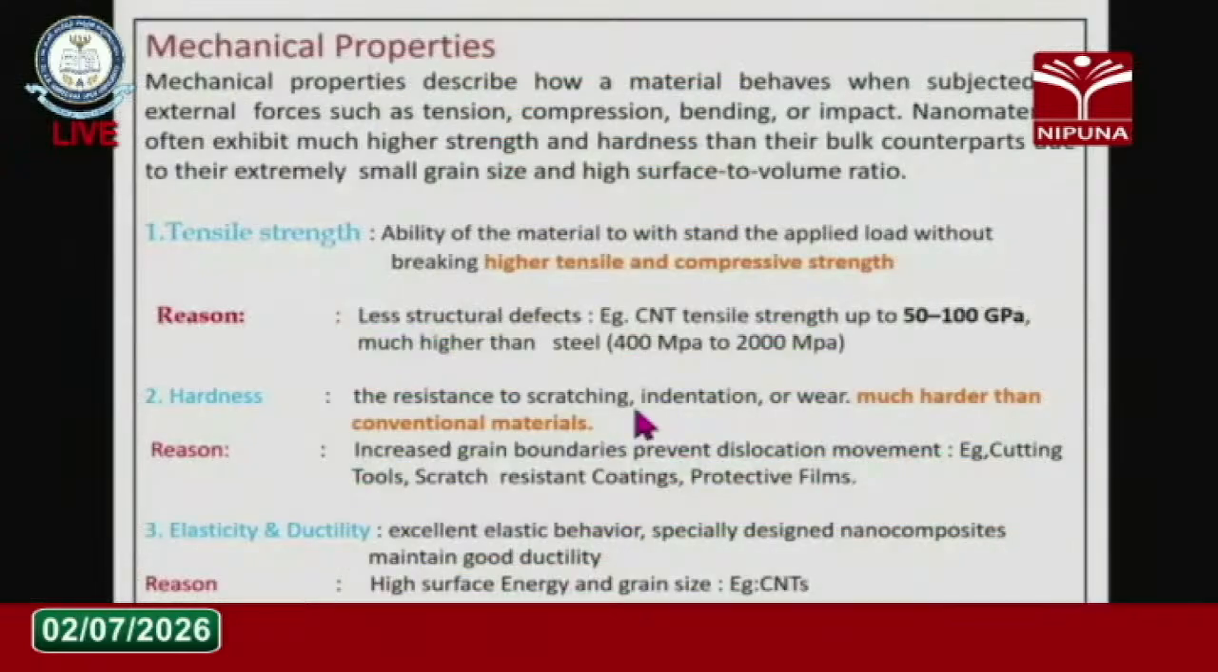Now coming to hardness, the resistance to scratching. When the surface is smooth and the nanoparticles are spread over the surface, anything may fall on the material but it will still have the same surface. So for indentation, there is no deformity. And coming to wear, in moving particles, they will have wear and tear. Even that can be restricted in nanomaterials. Even for bulk modulus, they are much harder than conventional materials.